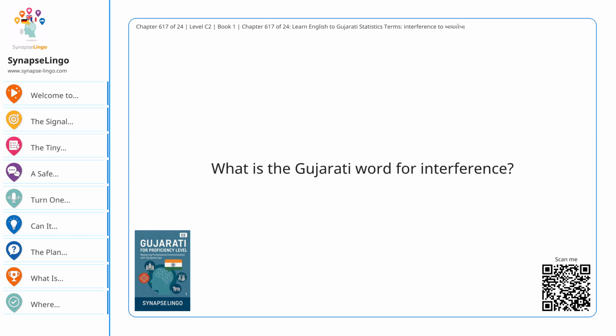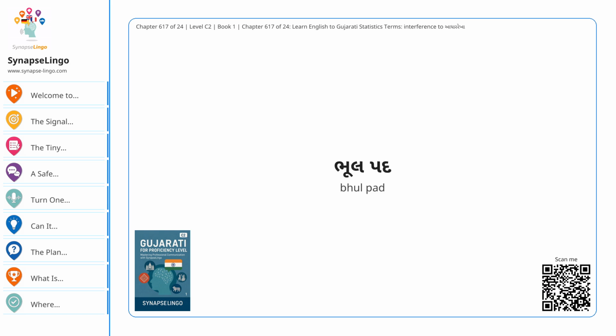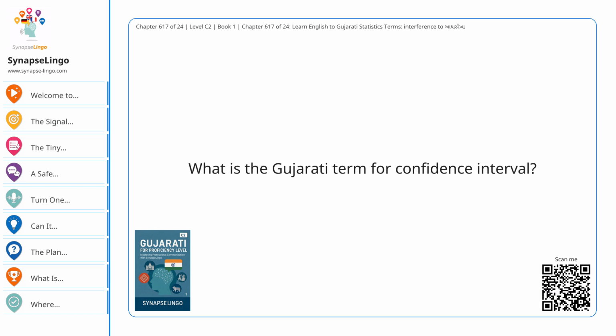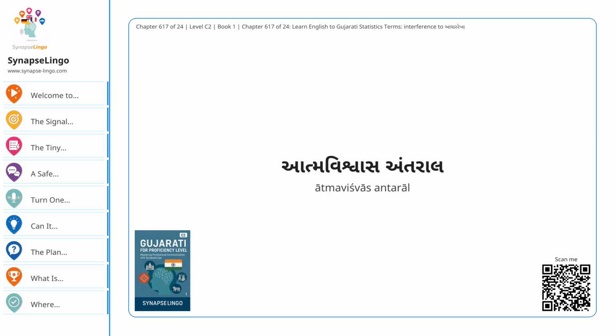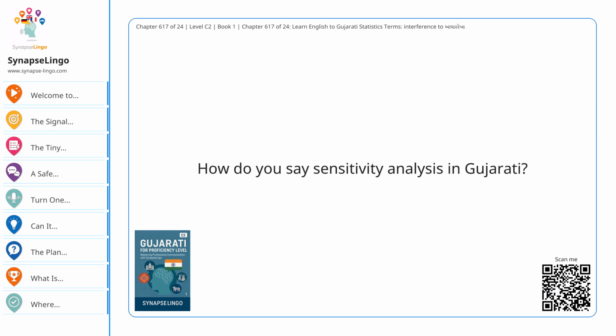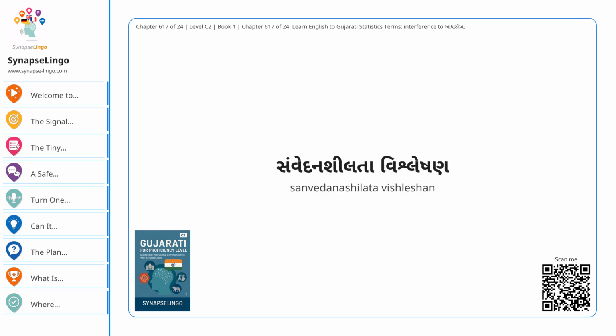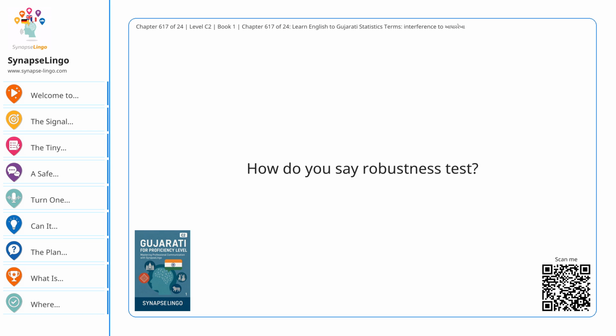What is the Gujarati word for interference? अवरोध. What is the Gujarati phrase for error term? भूल पद. What is the Gujarati term for confidence interval? आत्मविश्वास अंतराल. How do you say sensitivity analysis in Gujarati? संवेदनशीलता विश्लेषण. How do you say robustness test?